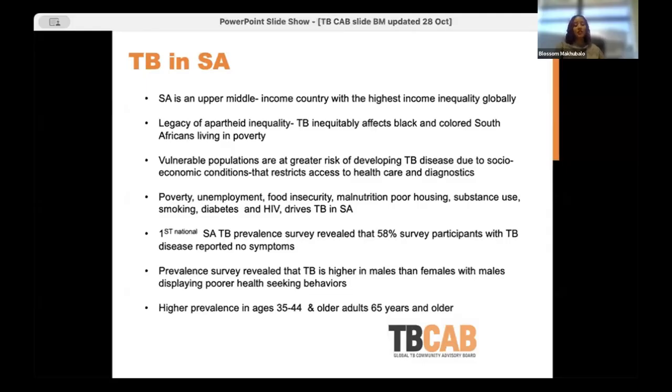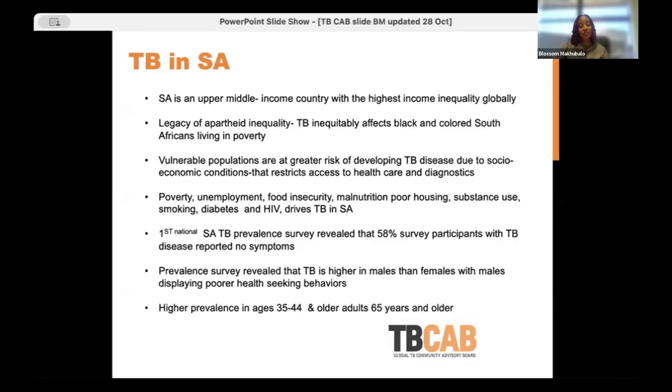We had the first national South African TB prevalence survey in 2018, and this survey revealed that 58% of survey participants with TB disease reported no symptoms. But when a chest X-ray was conducted, the chest X-ray could pick up the bacterial disease. I'm not good with medical terminology, but we cannot rely on symptoms only. And currently, what we see is that if you present at the facility, you do the TB symptom screening, and if you present with symptoms, that will trigger a TB test.